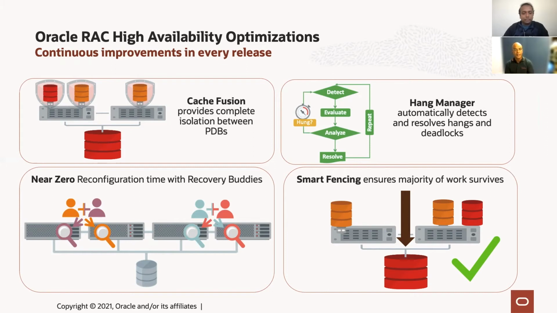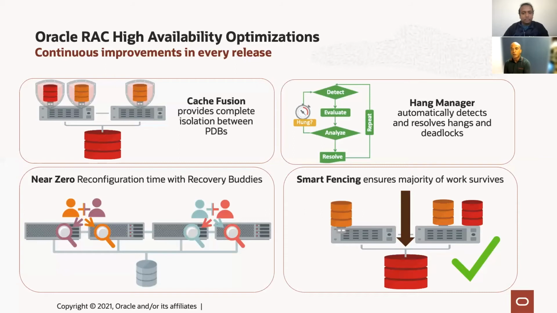Essentially, instead of trying to detect a master node to restore or recover from some of the crashes, we actually pair them up with a recovery buddy, which drastically reduces the reconfiguration time. On the right-hand side bottom, you could see that we also do what we call smart fencing, which is essentially we determine that the majority of the work is running on a certain node. So if there is what we call a split brain, we make sure that the node which has the majority of the work survives so that the customer workloads are not affected.